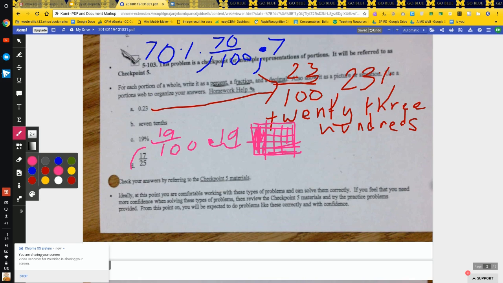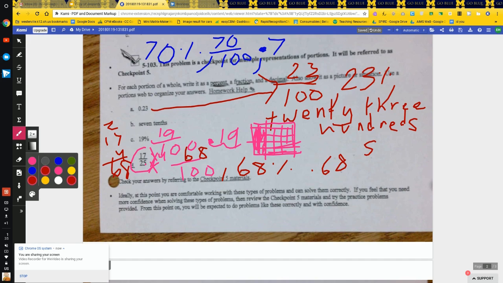All right, 17 25ths. If I multiplied both of these by 4, I'd get it out of 100. So 17 times 4 is 68. So I have 68 out of 100, which would give me 68%, which would give me 68 hundredths, which again I can write as 68 hundredths.